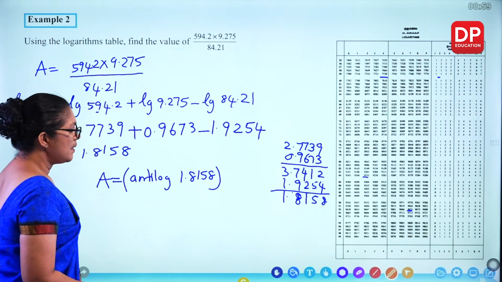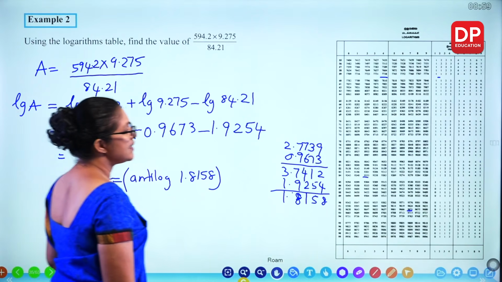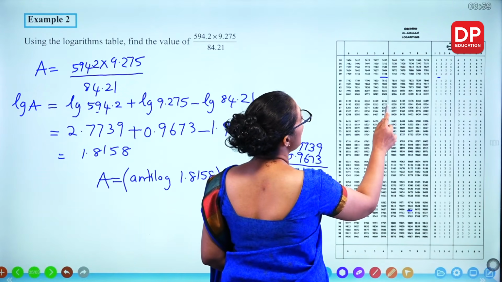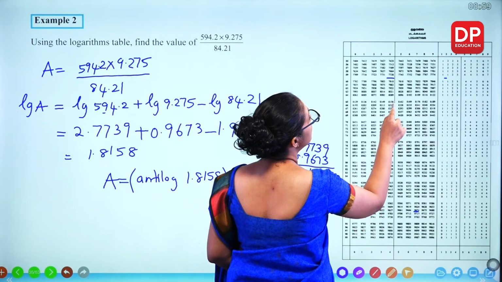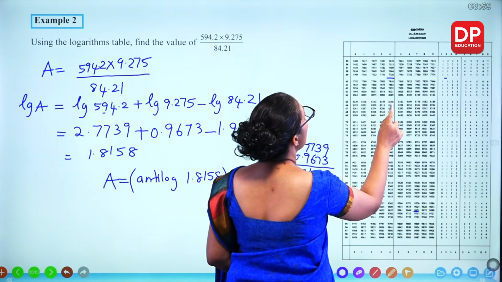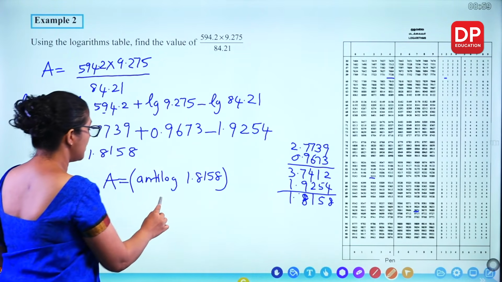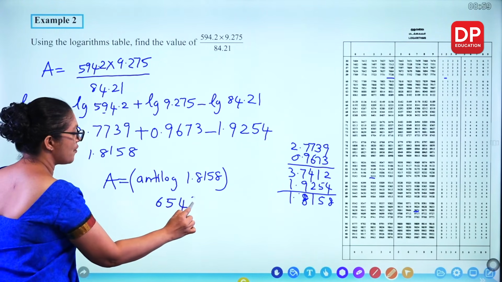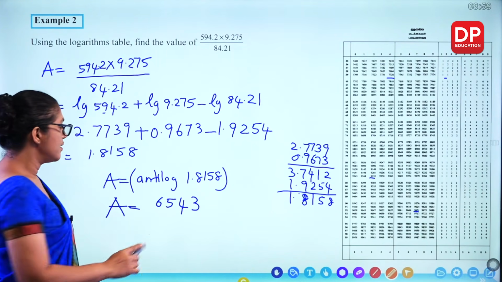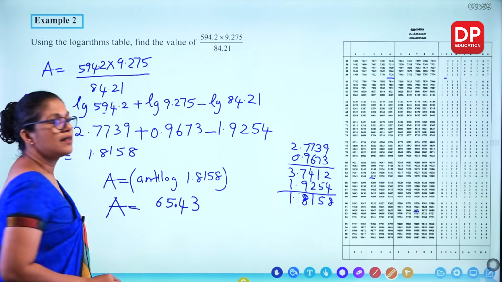Look at the table and see where you can find 8158. 6 is there. Then another 2. That means you have to add 3. 65, 4, 3. So the characteristic is 1. Move 1 place to the right. 65.43.